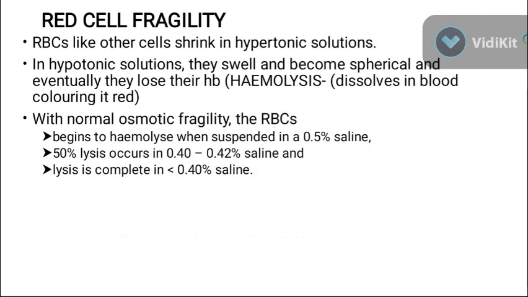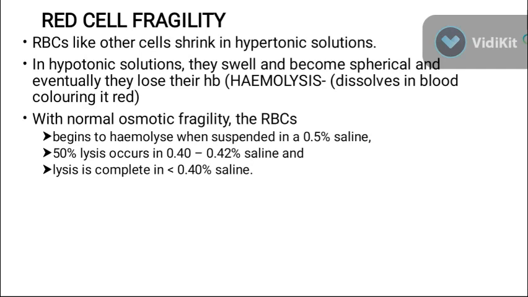Red cell fragility. RBCs, like other cells, shrink in hypertonic solutions. In hypotonic solutions, they swell and become spherical, and eventually they lose their HB. Hemolysis: the cells dissolve in blood, coloring it red. With normal osmotic fragility, the RBCs begin to hemolyze when suspended in 0.5% saline. 50% lysis occurs in 0.40 to 0.42% saline, and lysis is complete in less than 0.4% saline.